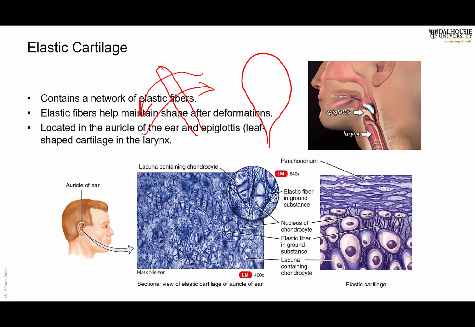You can see it here. It's at the beginning of the larynx. So when you swallow, food and drink will pass over the cartilage. It will not pass into the larynx or the trachea because this is closed at that time.